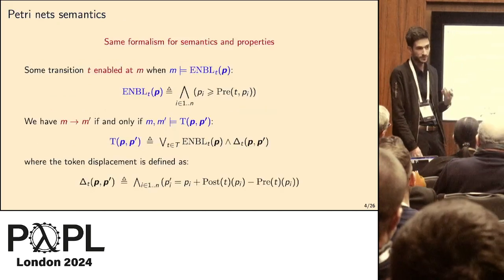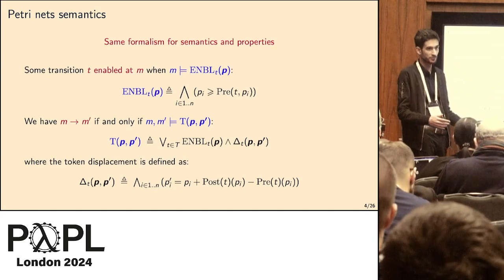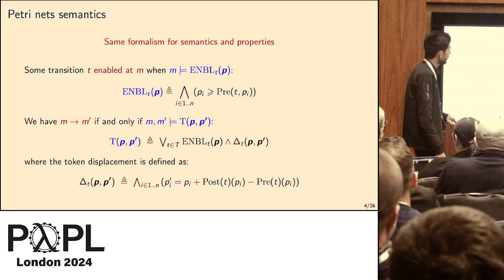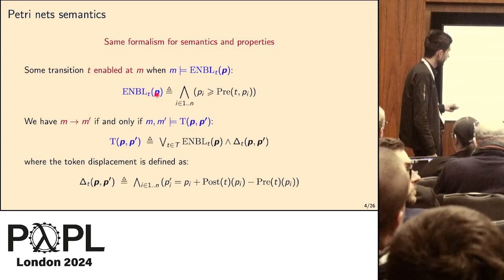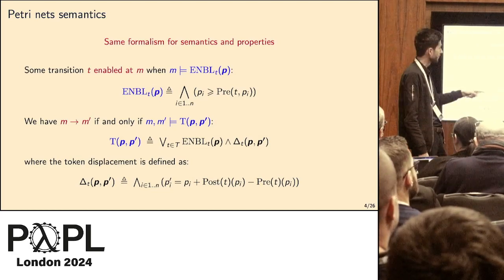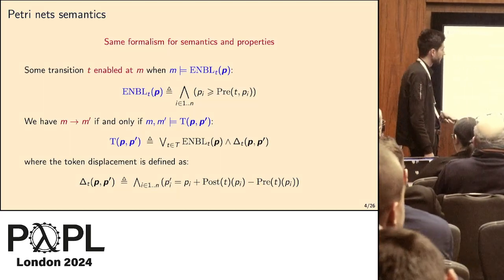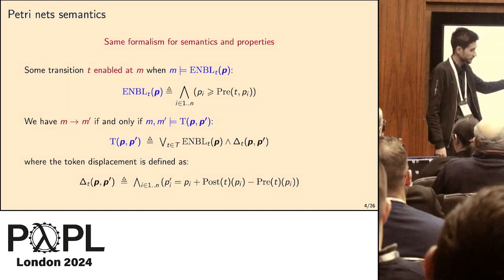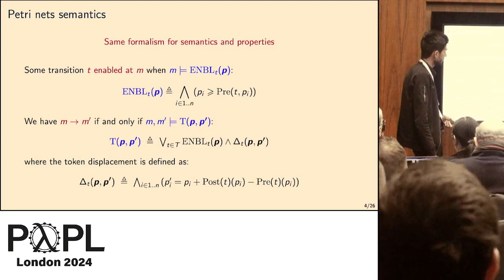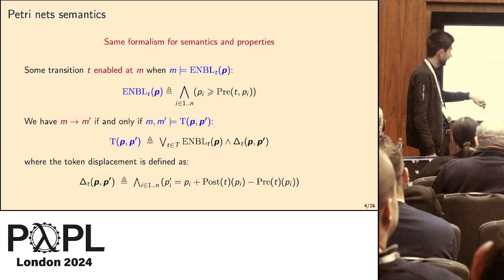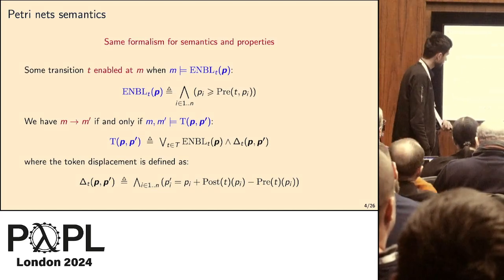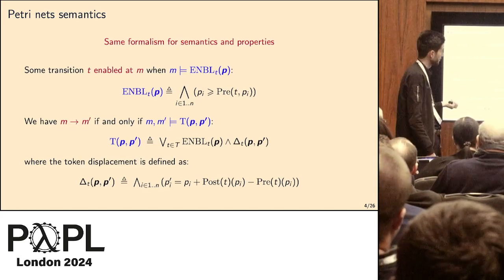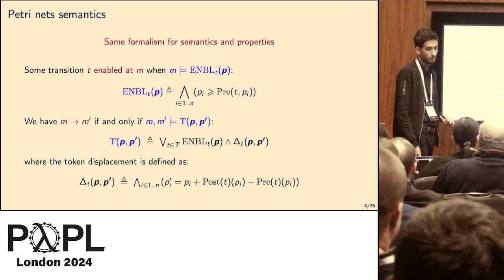A particularity of Petri nets is that we can use linear predicates to encode the semantics, so we have the same formalism for semantics and properties. For instance, we can have a predicate enabled that is true at marking m when the transition t is enabled. We can also encode, using linear integer arithmetic, a predicate t that represents the transition relation, and that is true at marking m prime if I can reach marking m prime from marking m. Since we can encode the semantics of a net using this theory, we can use SMT methods to perform the model checking phase.